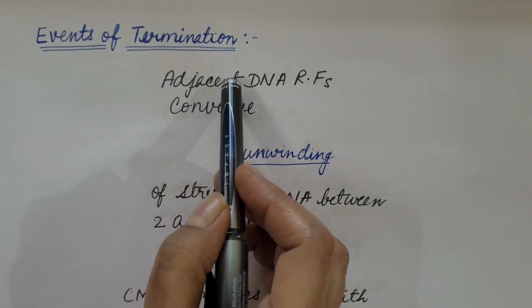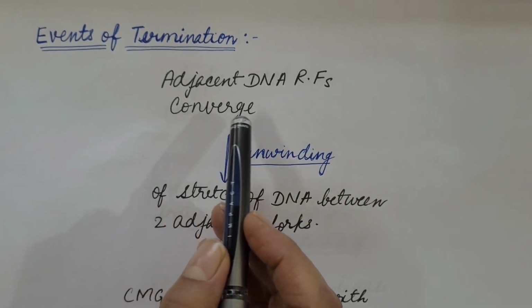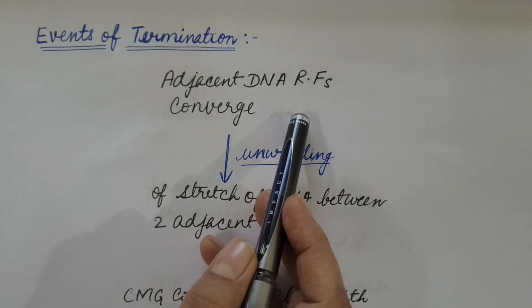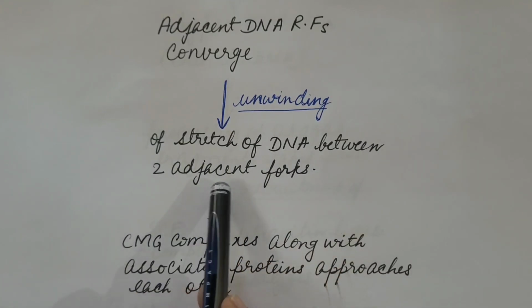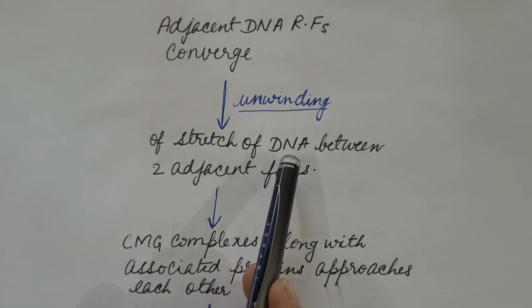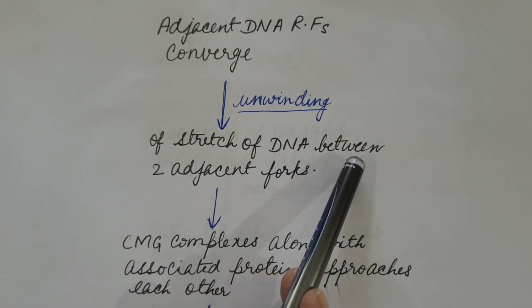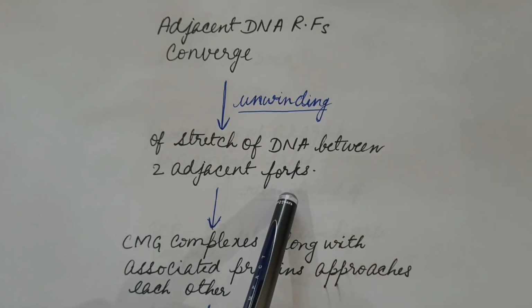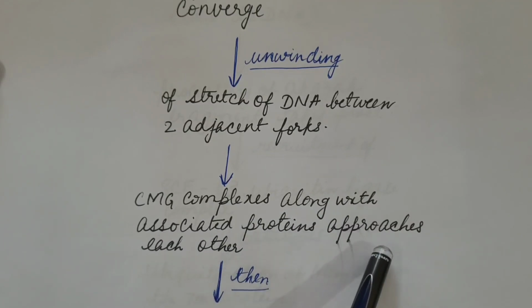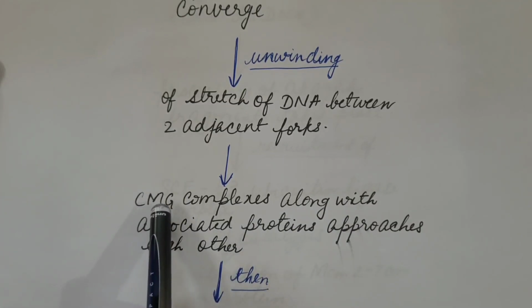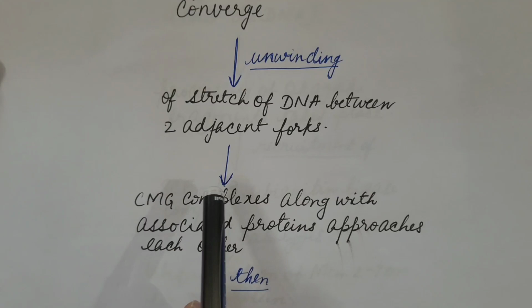As discussed earlier, adjacent DNA replication forks or replication bubbles converge or move towards each other during termination. This results in unwinding of the stretch of DNA between two adjacent forks. So as the two adjacent replication forks converge, the stretch of DNA present between them unwinds. CMG complexes along with associated proteins approach each other. The CMG complex, which is the functional replicative helicase, results in the unwinding of the stretch of DNA.